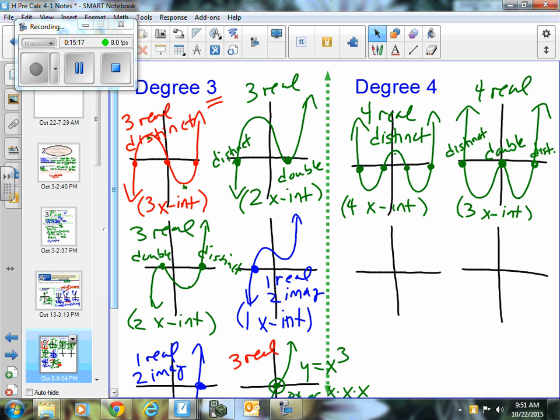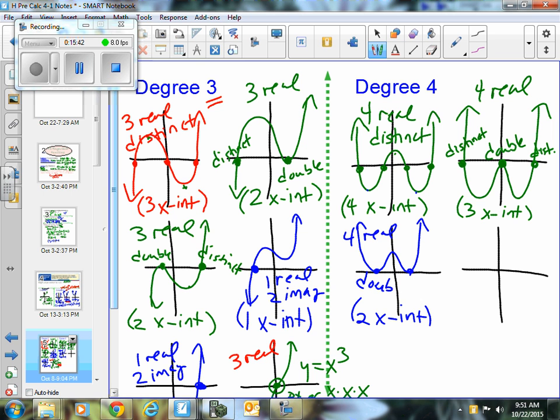Let's see if there's another way we can make doubles. What if instead of dropping it down, I would have moved it up? So these absolute minimums, those points on the bottom, would have been on the x-axis. What about that? All right, so we have only 2 x-intercepts now instead of 3, so 2 x-intercepts. But we have 4 real solutions because each of these counts as a double root. So still 4 real, but we have 2 doubles instead. So lots of different ways we can end up with 4 real solutions.